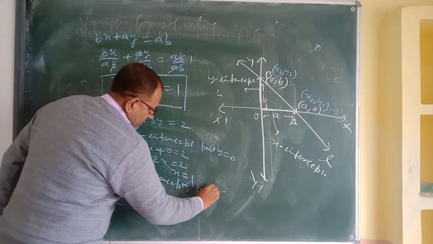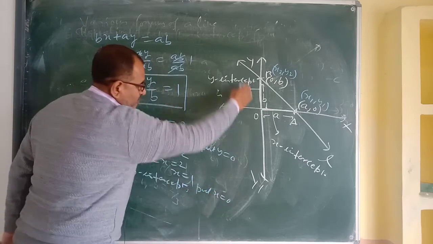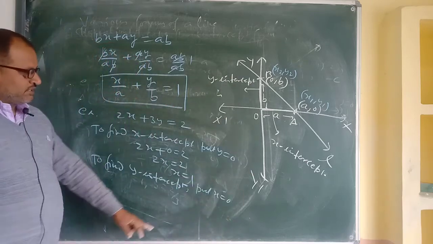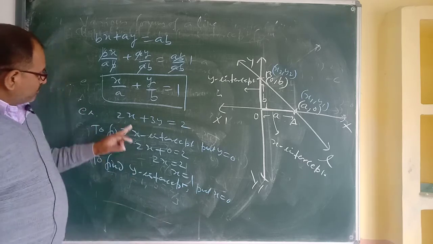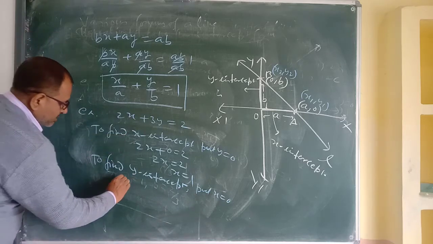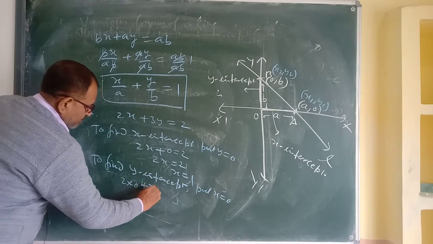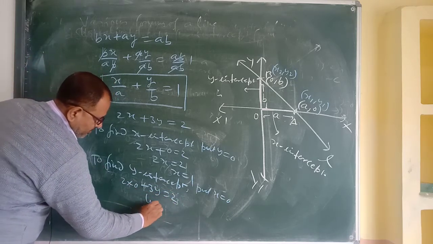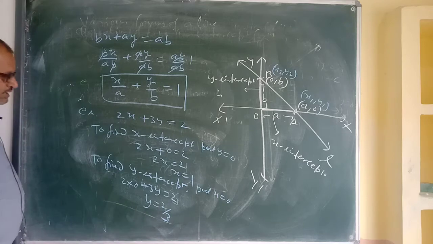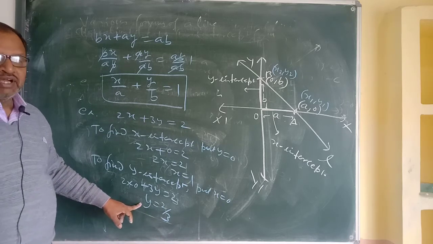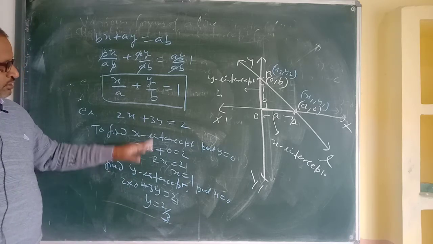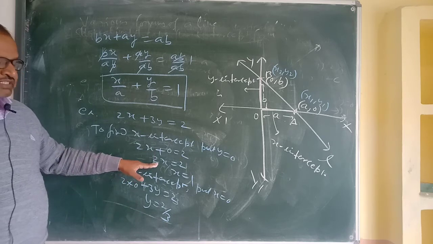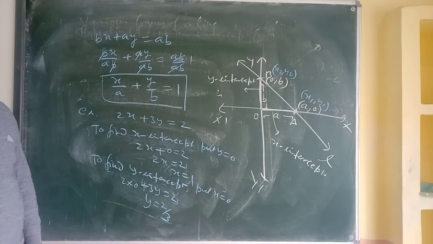And to find the y-intercept, we will put x equal to 0, because on the y-axis the first component x is always 0. So put x equal to 0 here. So 2 into 0 plus 3y is equal to 2. So this part is 0. What will be y? 2 by 3. So the value of y will give the y-intercept. So by both methods we can find the x-intercept and y-intercept.